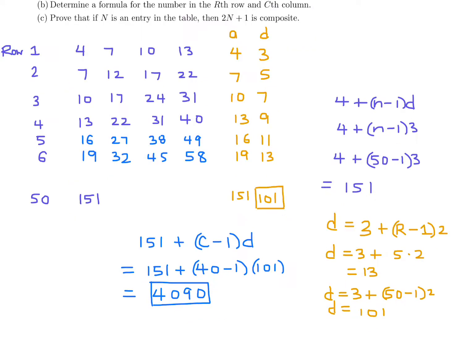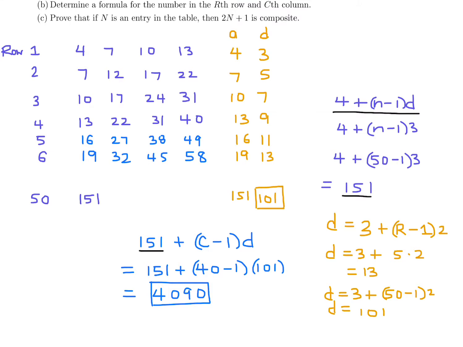Determine a formula for the number in the r-th row and c-th column. Okay. Well, the good news is that we have already done a lot of that math here. So I can just use a lot of what I've already found out to figure out that general formula. Well, how did we figure out this number 4090 previously? Well, we had to initially start off with the first term. Well, the first term we got over here, and that was with this formula.